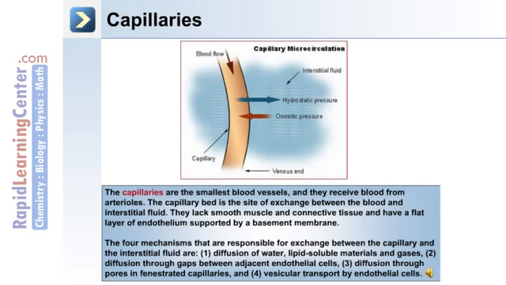The four mechanisms that are responsible for the exchange between the capillary and the interstitial fluid are: number 1, the diffusion of water, lipid-soluble materials, and gases. Number 2, diffusion through gaps between adjacent endothelial cells. Number 3, diffusion through pores in fenestrated capillaries. And number 4, vesicular transport by endothelial cells.